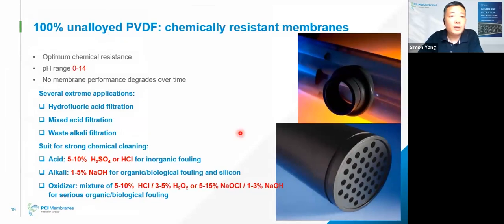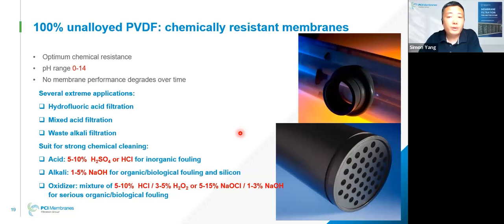And another one is 100% unalloyed PVDF. TMF is chemically resistant as the membrane material is 100% unalloyed PVDF, and besides, all other parts are chemically inert materials. That's why TMF can handle challenging liquids from hydrofluoric acid to waste caustic soda solution filtration. And beyond that, another benefit of high chemical inertness is that it allows extremely strong CIP.